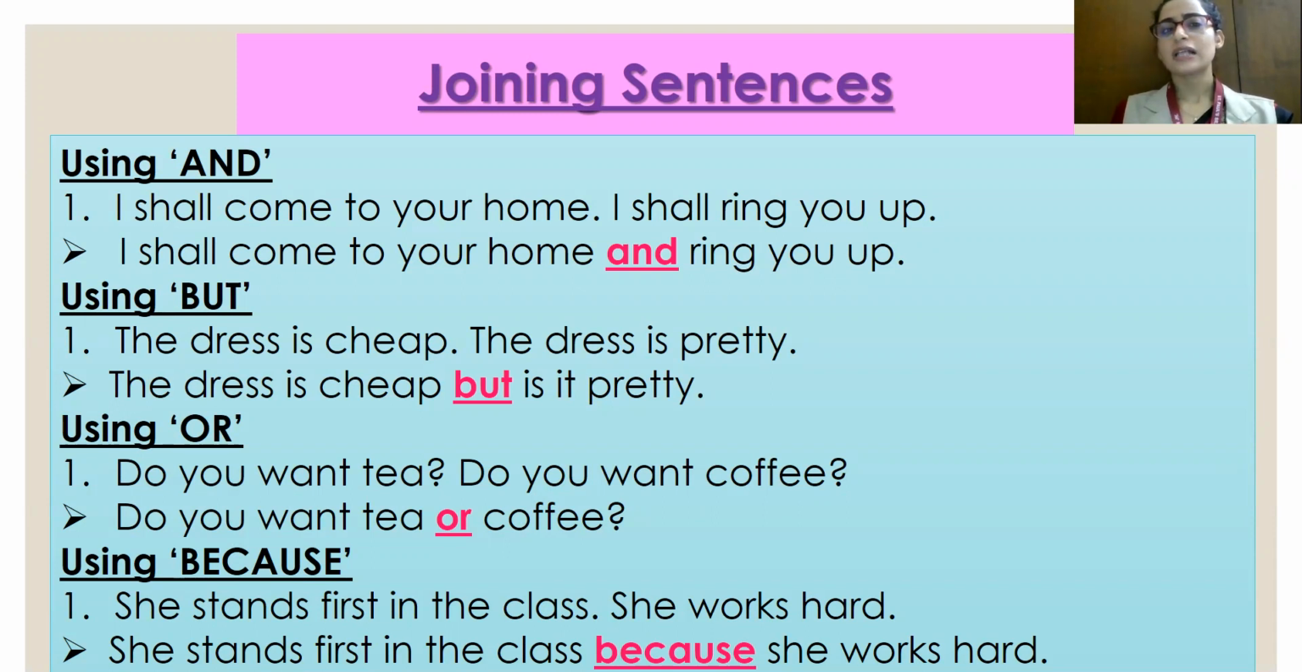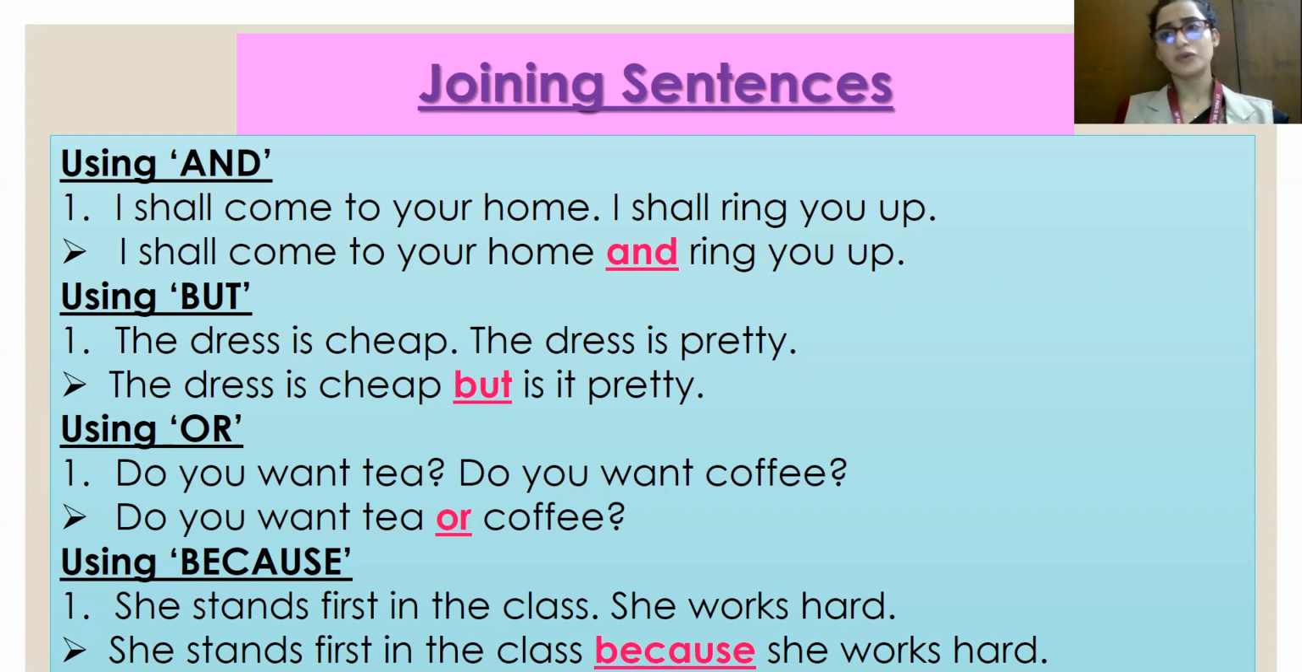I shall come to your home. First sentence, full stop. I shall ring you up. Second sentence. So we have got two sentences here, children. Now we need to know how we can join these two sentences using and. I shall come to your home and ring you up. You need not repeat I shall, because the doer is the same in the first sentence as well as in the second sentence. So we will not repeat that. Rather, we will join these two sentences using the conjunction and.